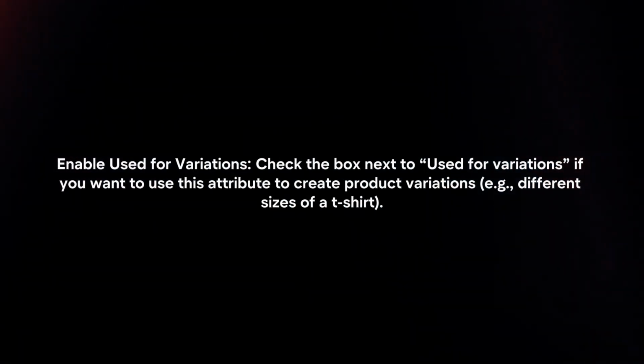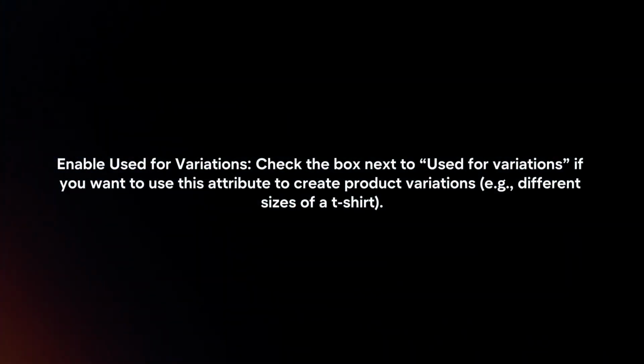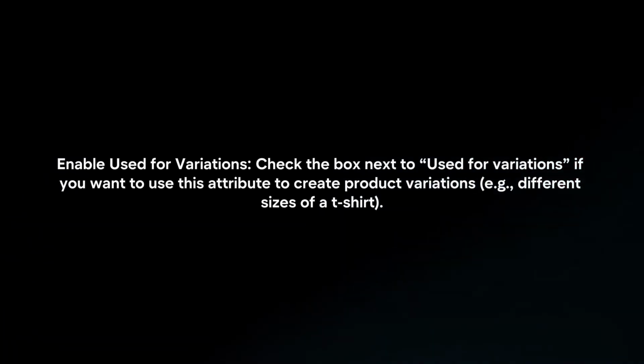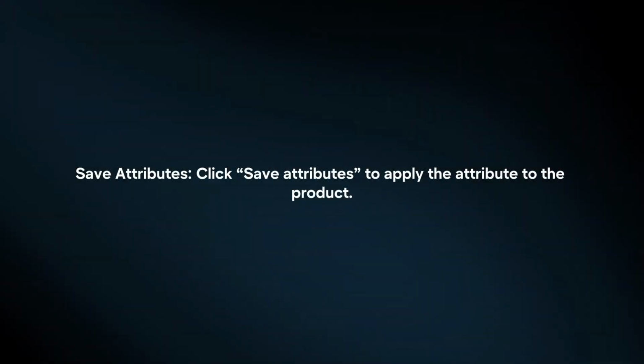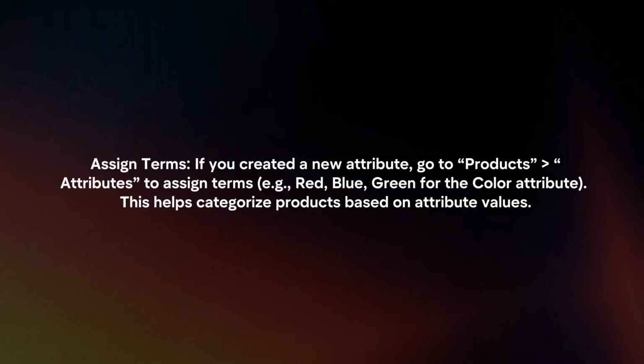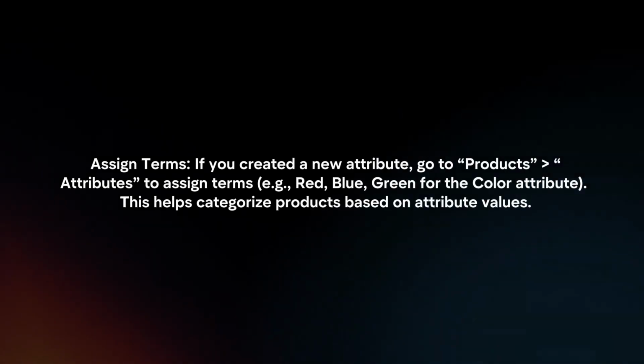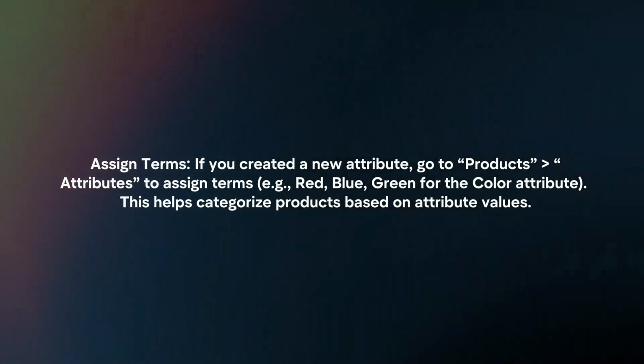Enable Use for variations. Check the box next to Use for variations if you want to use this attribute to create product variations. Save attributes. Click Save attributes to apply the attribute to the product. Assign terms. If you created a new attribute, go to Products, Attributes to assign terms. This helps categorize products based on attribute values.